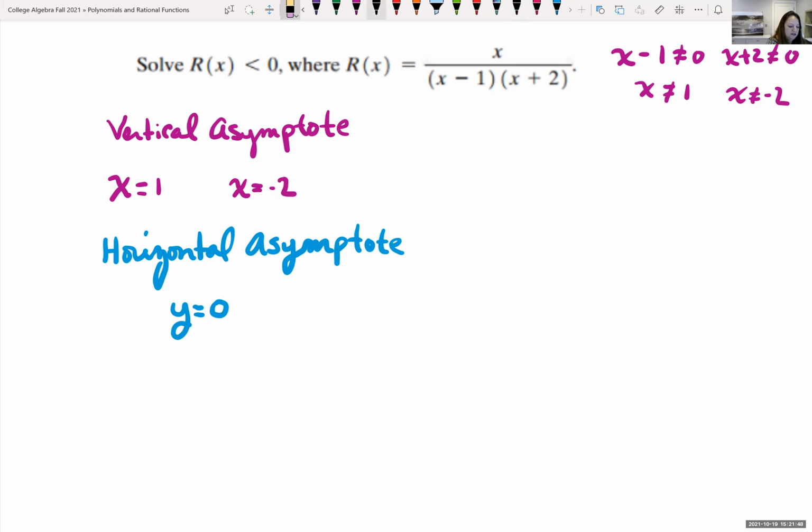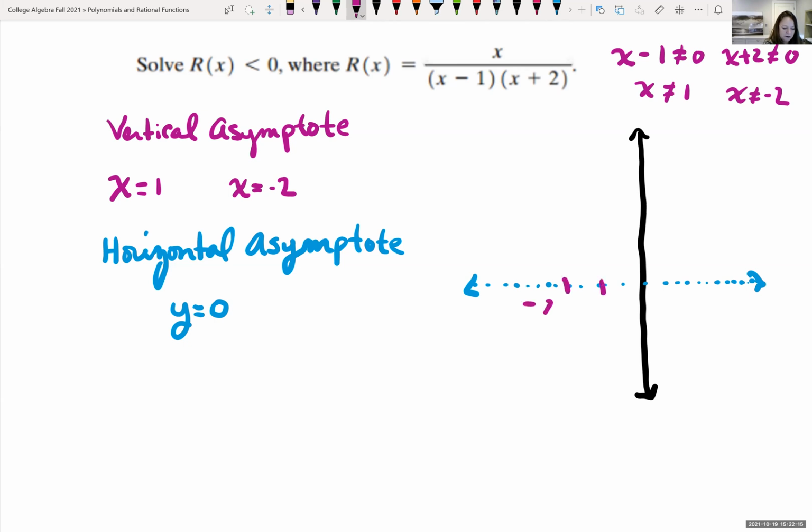So let's graph what we have so far, and then we're going to find our intercepts and maybe a couple other points if we need them to see what the graph of R of x looks like. My x-axis is this horizontal asymptote. I know I have vertical asymptotes at 1 and negative 2. So let's put our vertical lines there, dotted.